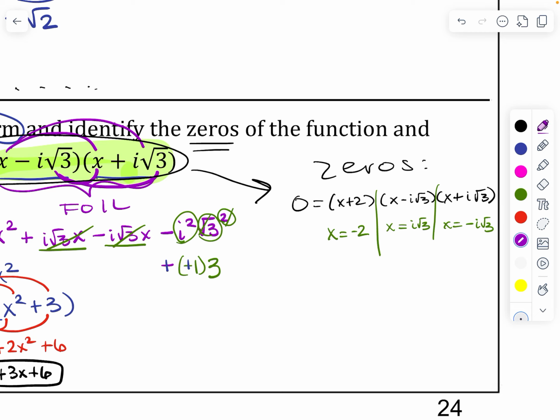We also know, because this is in standard form here, that our c value, or that last constant value, is 6. So therefore the y-intercept is (0, 6).